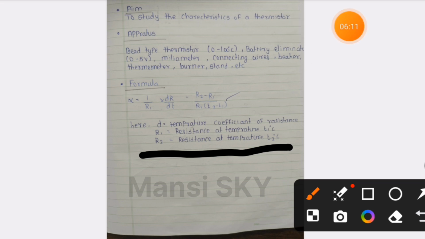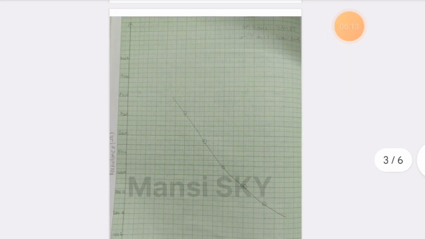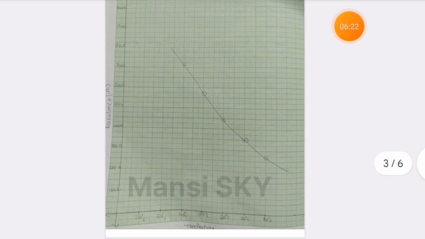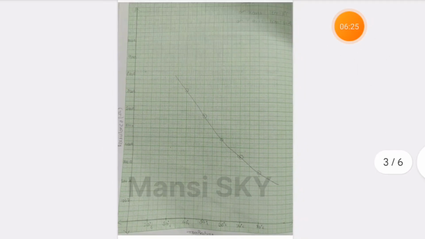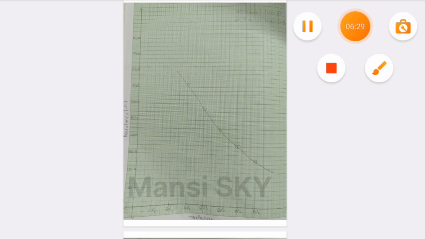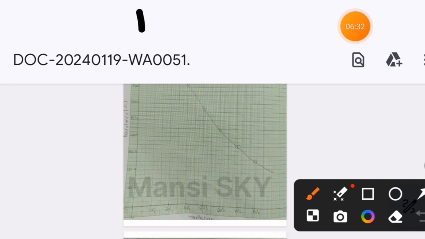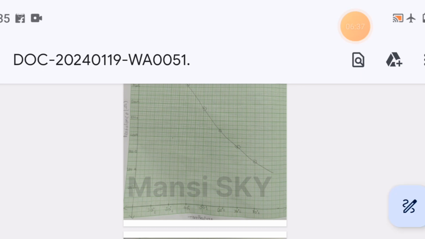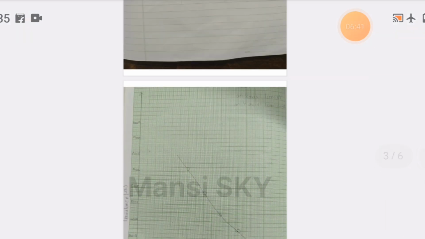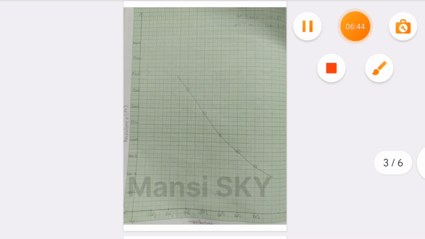Then we have the graph of it. As you are an 11th standard or a 12th standard student, I hope you know how to make a graph. So this is a rough idea of how to make the graph that I will be telling you. We will first have the x-axis and y-axis.